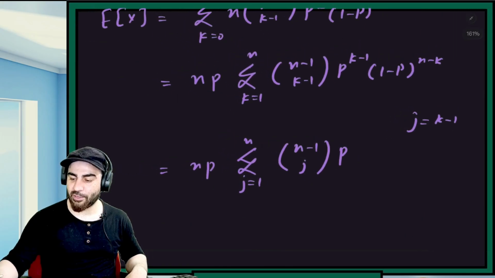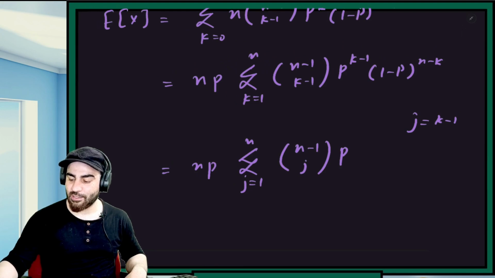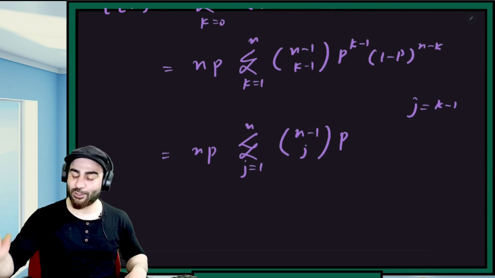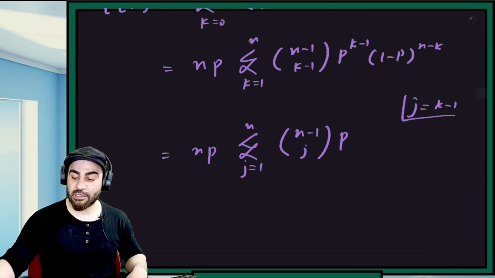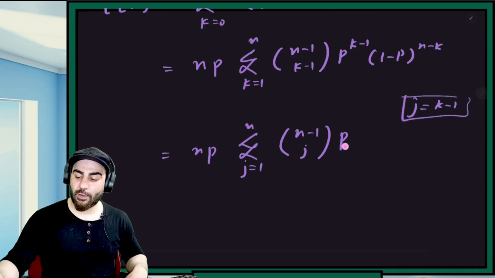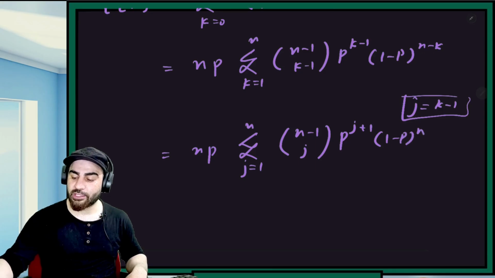This should not get in the middle of the proof, because I'm losing hold of the chain of thought. So now I'm substituting this k minus 1 with j. That's what I'm writing over here. So p to the power j. And since j is equal to k minus 1, k is equal to j plus 1. And then I can write 1 minus p to the power n minus k, and this k is equal to j plus 1, so this will be n minus j minus 1.